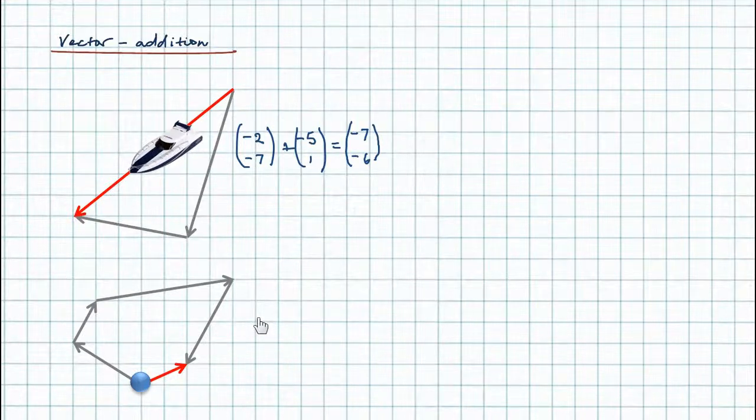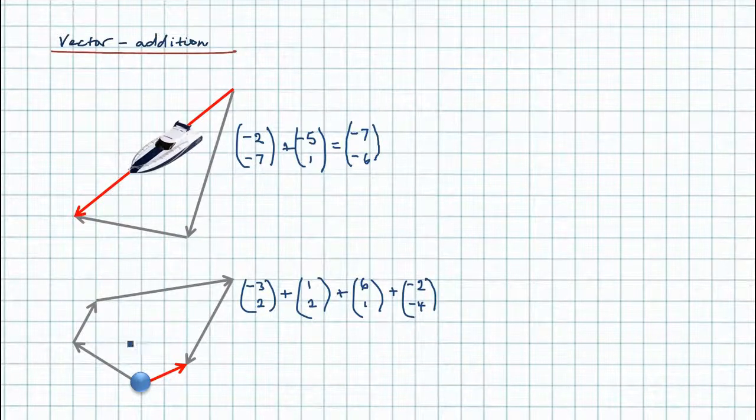Let's see if that works out with the mathematics. So we've got (-3, 2) as our first vector. Added to that, we've got (1, 2), our second vector. Our third vector is 6 along and 1 up. Our fourth vector then is (-2, -4). So that's the mathematical quantification, if you like, of the displacements that we've got in our diagram.